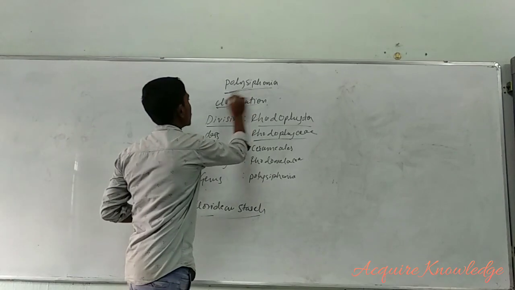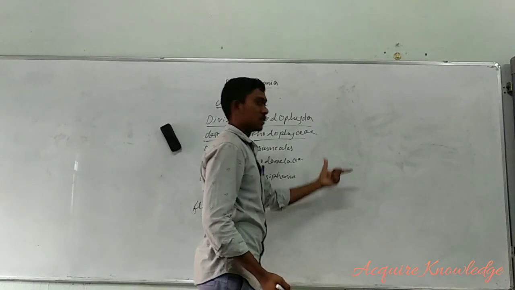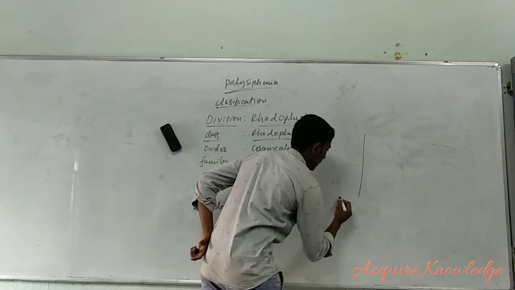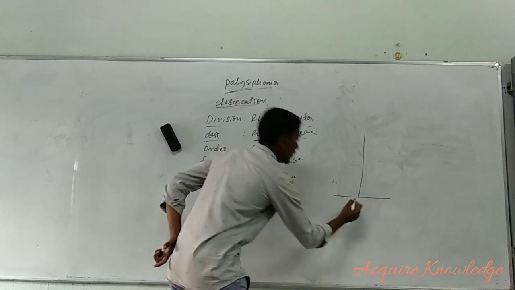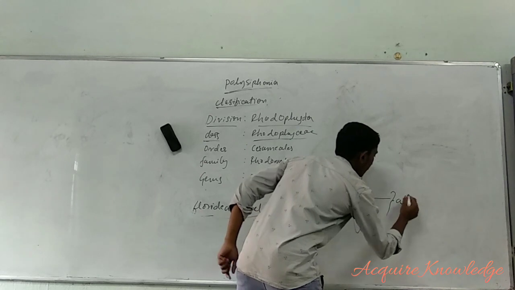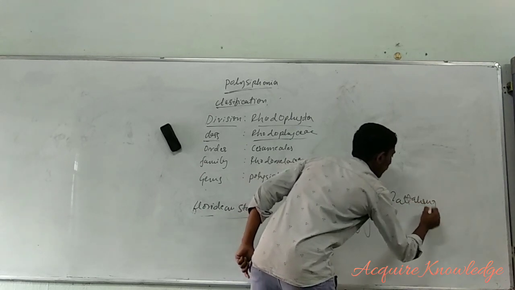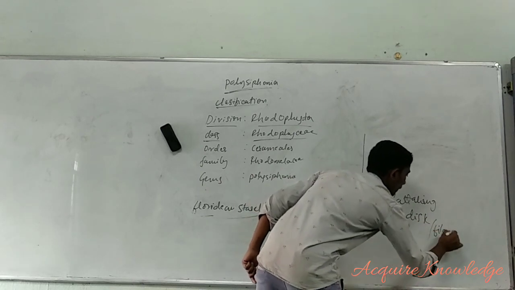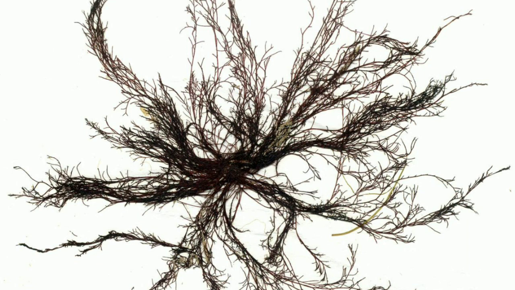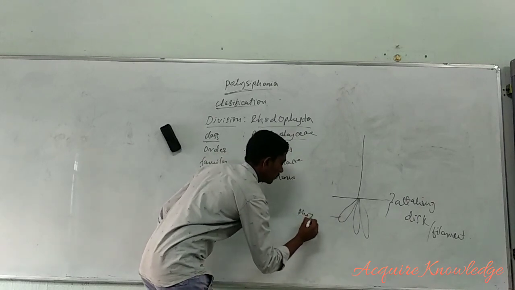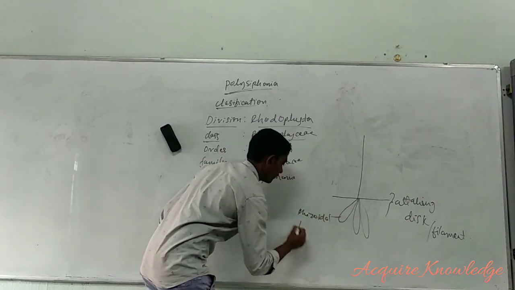Let us see the general morphology, the structure of this plant body Polysiphonia. Why is this called Polysiphonia? In the diagram, while drawing the structure of this plant body, the plant body is mainly divided into the attaching disc and filament. The attaching disc is nothing but a rhizoidal filament.